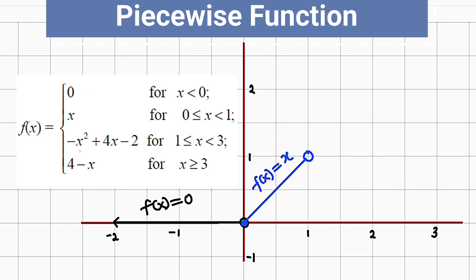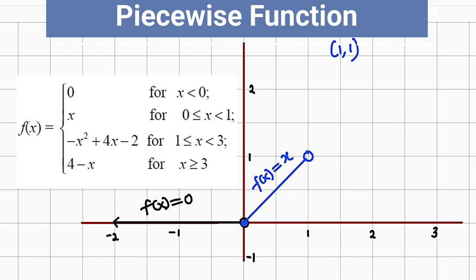Then moving on to the third one, which is quadratic. It is going to be constructed between 1 and 3, excluding 3, but including 1. So I need only 3 points. What is the value of y when x is 1? You can see when x is 1, we have negative 1 squared, which is negative 1, because 1 squared is 1, times negative is negative 1. 1 times 4 is 4, so we have plus 4 here. Then minus 2. Negative 1 plus 4 is positive 3, and 3 minus 2 is equal to 1. So when x is 1, y is also equal to 1. Let me bring the point here: 1, 1.